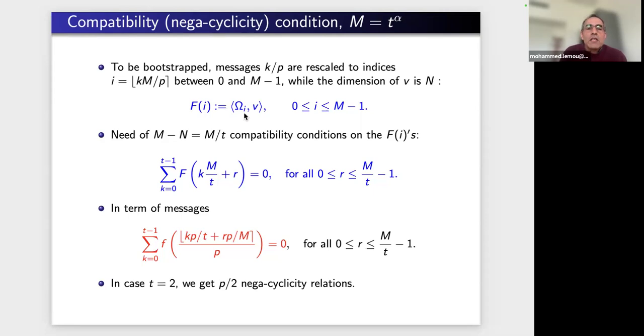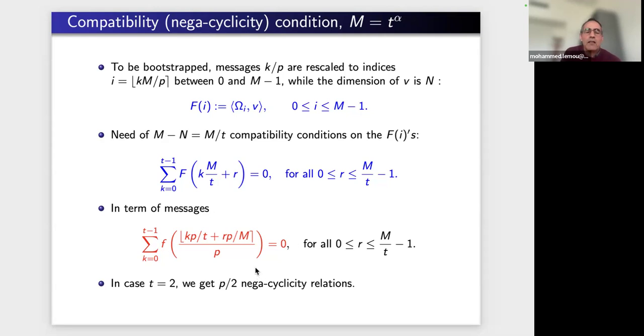So to solve this linear system, you need m minus n compatibility conditions. This is the so-called negacyclicity condition for the power of 2 case. But for the general case, you have m minus n compatibility conditions, which is m over t compatibility conditions. We can write them in terms of this capital F, and also in terms of the targeted small f. You have here m over t negacyclicity relations. If you have these negacyclicity relations, then you can solve and find your v.